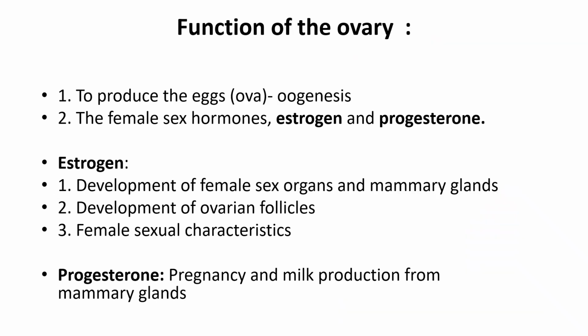So functions of ovary, so there are two: production of eggs or ova, also called as oogenesis, and the production of female sex hormones, that is estrogen and progesterone. And the estrogen is mainly required for the development of female sex organs and mammary glands, and development of ovarian follicles and female sexual characteristics like voice, build, short height. And then progesterone, it helps in the pregnancy and milk production from the mammary glands.